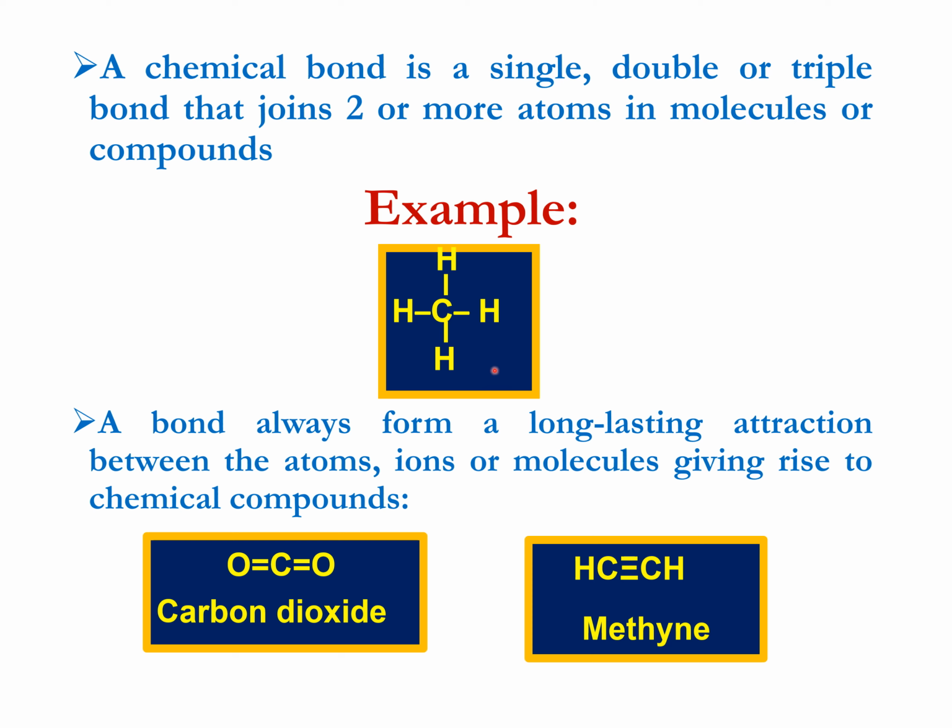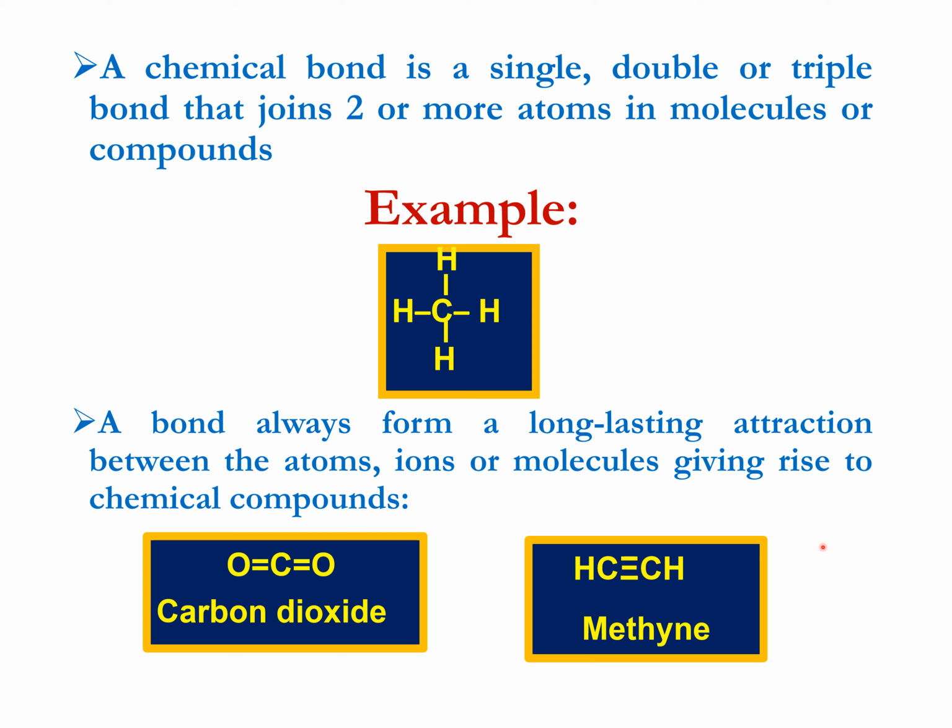For example, methane has single bonds. A single bond joins each carbon and hydrogen together. This is what we call a single bond. This is another single bond, another single bond, and another single bond. Another molecule has a triple bond. You can see a triple bond joins two atoms together. And carbon dioxide has double bonds. You see a double bond between carbon and oxygen, and another double bond between carbon and oxygen.